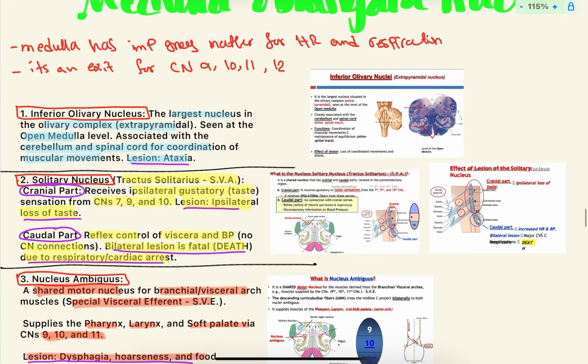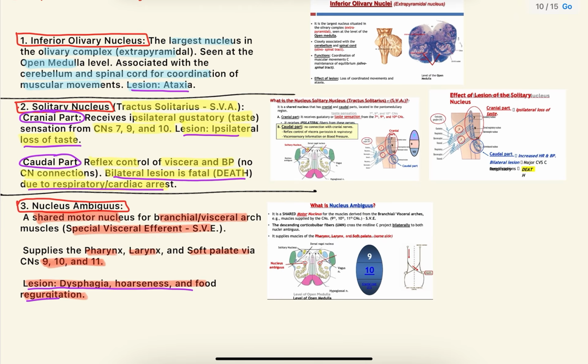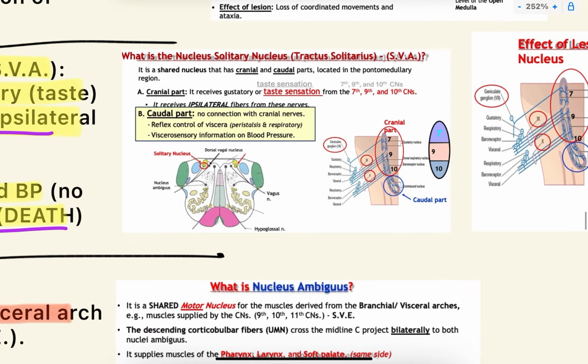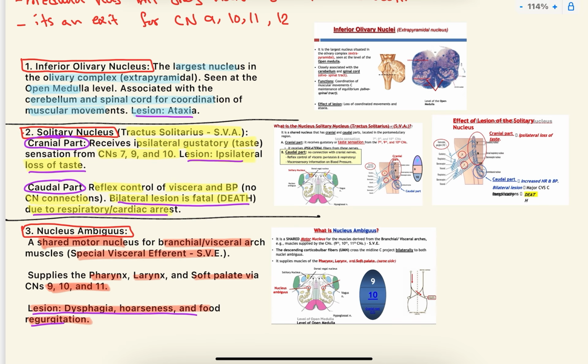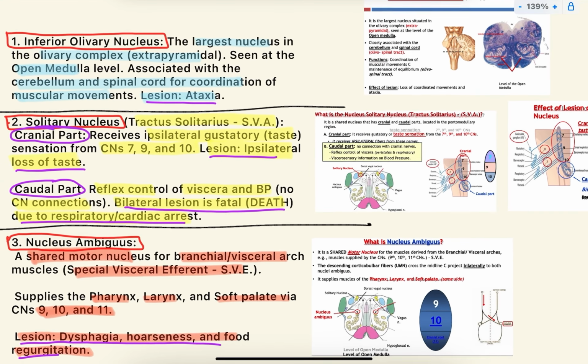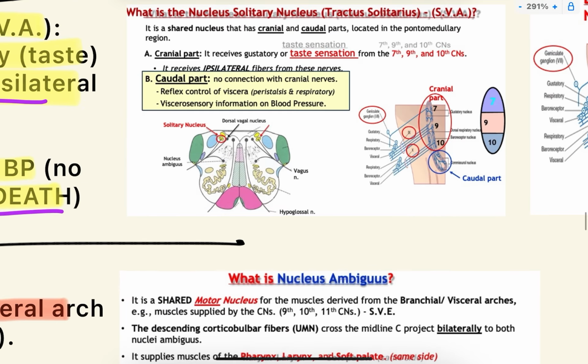What about the other type of nucleus, which is the solitary nucleus? Now, the solitary nucleus has a cranial part and a caudal part. The cranial part has cranial nerves 7, 9, and 10, and it is for taste. So it will have an ipsilateral loss of taste.